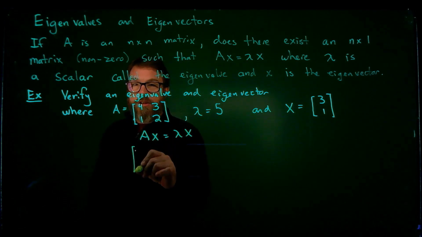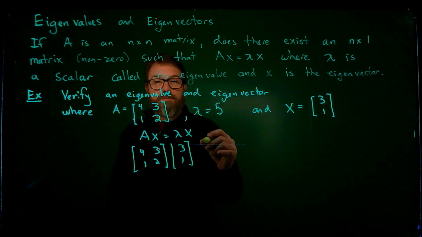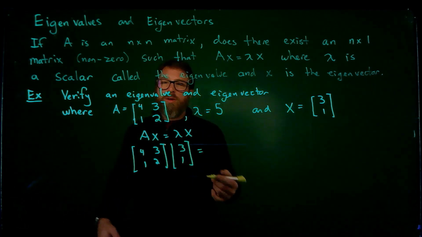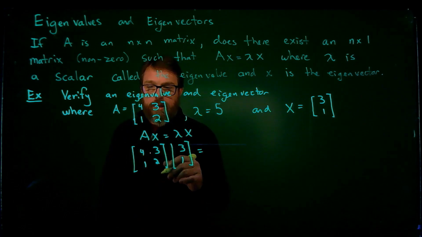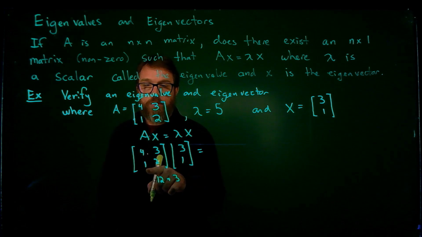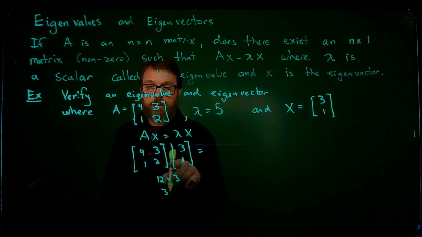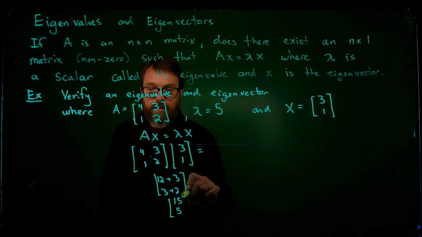So A is going to be this 2 by 2 matrix, 4, 3, 1, 2. And then we're going to multiply by this matrix x, which is going to be 3, 1. Doing this multiplication, 4 times 3 is 12 plus 3 times 1, which is 3, and then 1 times 3, which is 3, plus 2 times 1, which is 2. So what we're going to get is the matrix 15, 5.